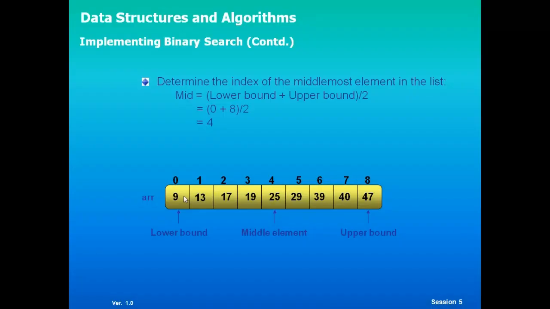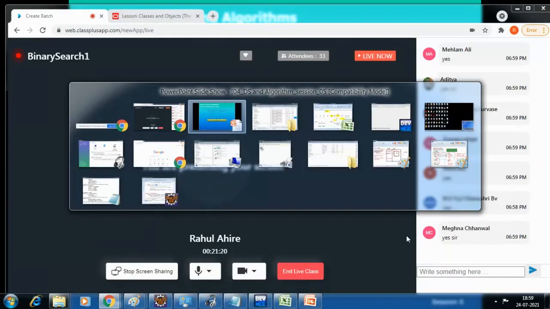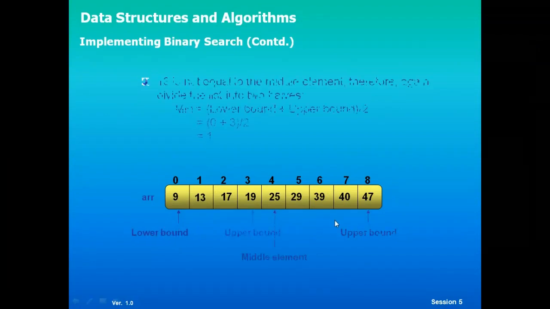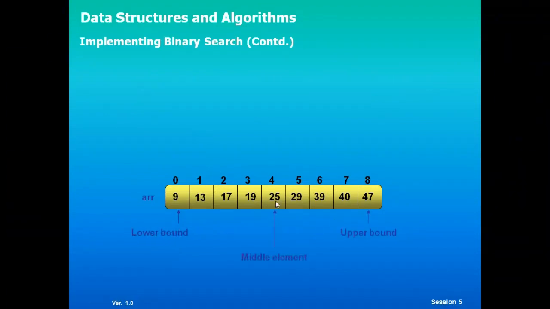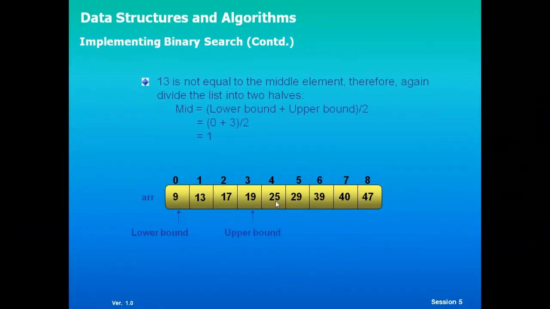Okay, 0 plus 8 divided by 2. Remember this. Now you got the middle element, that is 25. 13 is not equal to the middle element. म्हणजे 13 हा याच्या इक्वल नाहीये. Therefore, again divide the list into two halves. So lower bound plus upper bound.